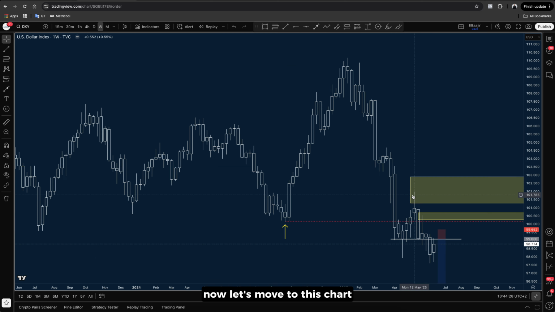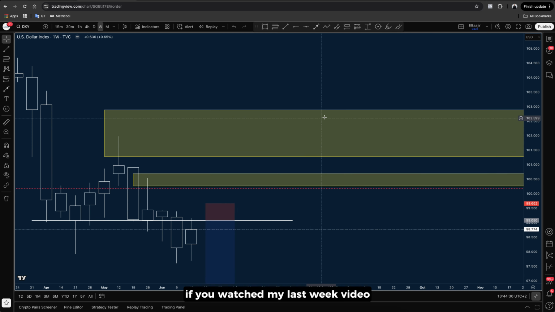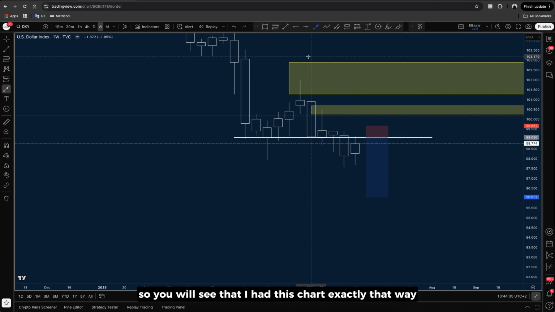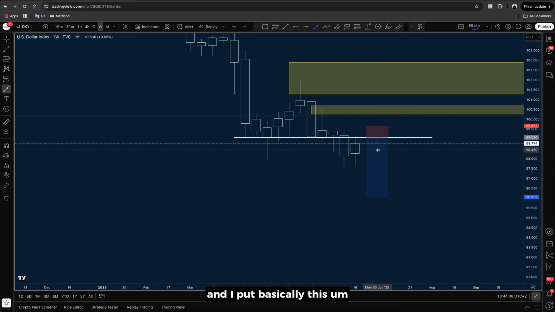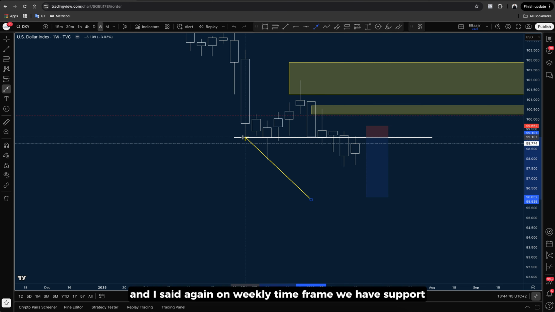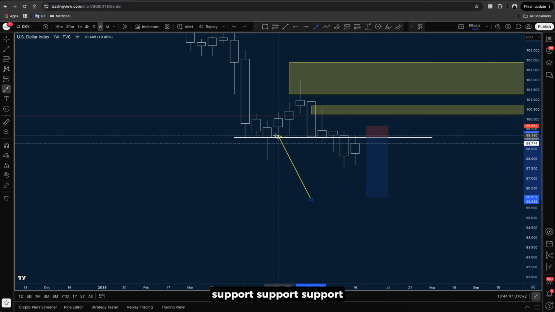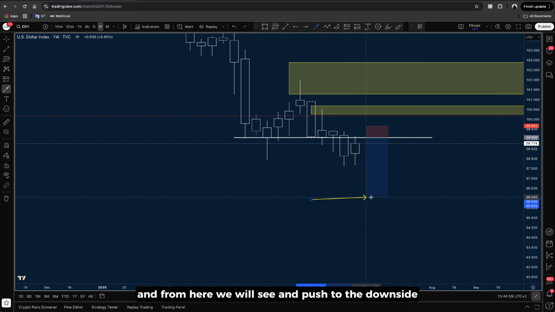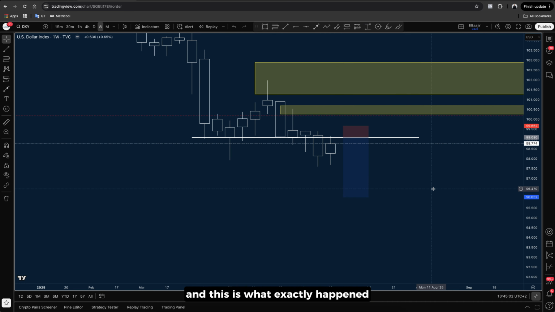Now let's move to this chart. If you watched my last week video, you will see that I had this chart exactly that way, and I put this risk reward for the position. And I said again, on weekly time frame, we have support. Price broke below, and I did say that for last week, I would expect the price to come to retest this area, and from here we will see a push to the downside. And this is exactly what happened.